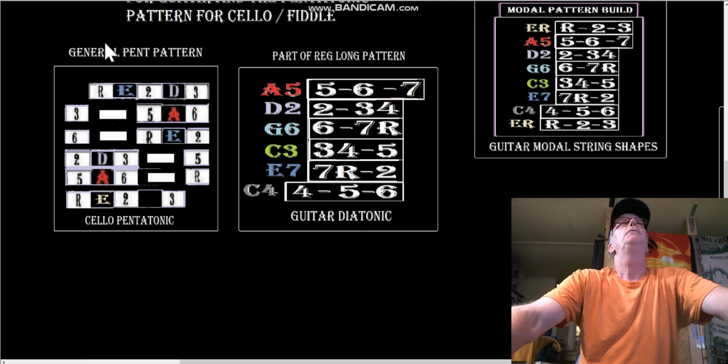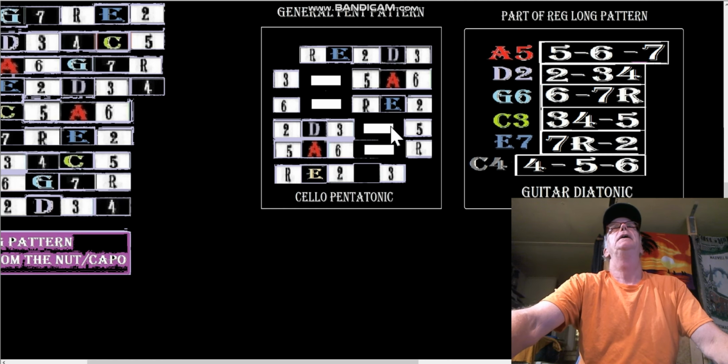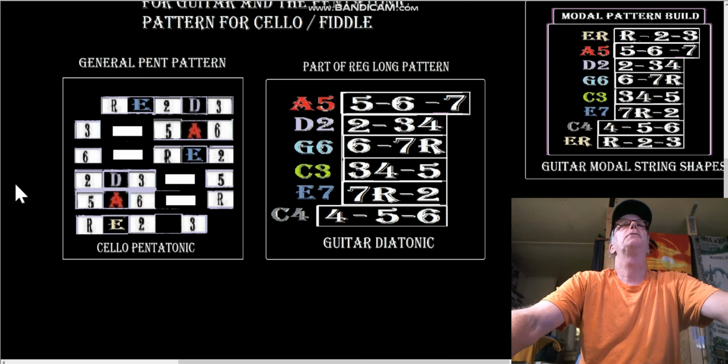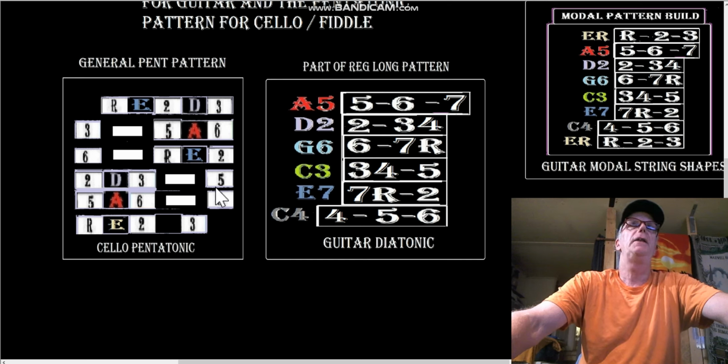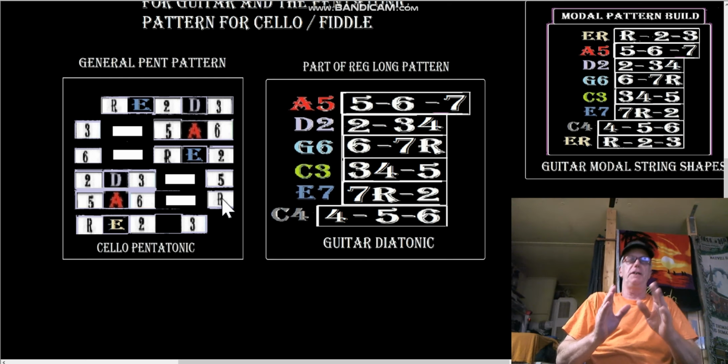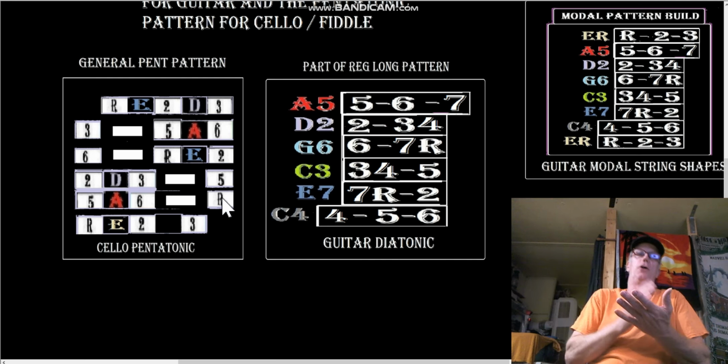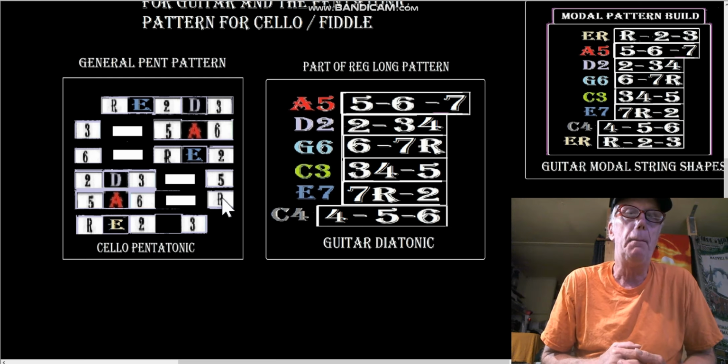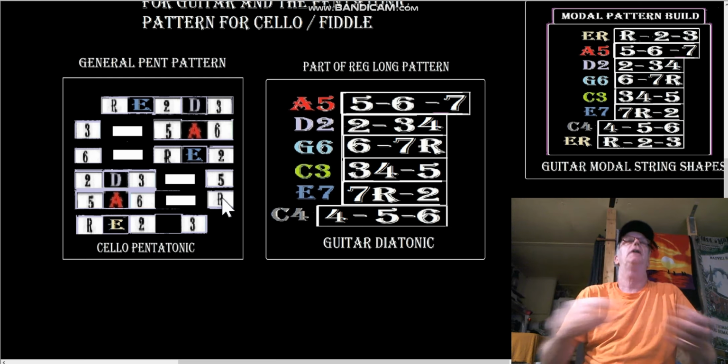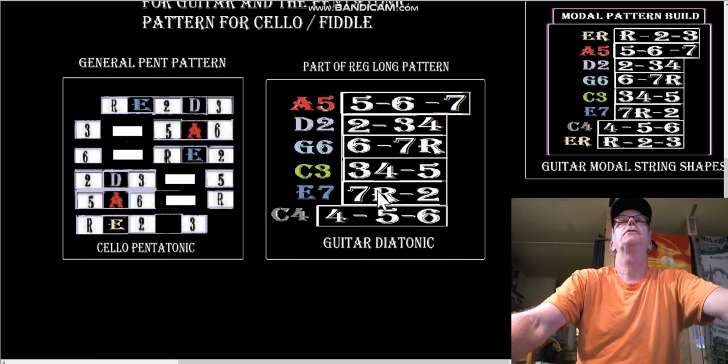Okay, if we look at the general pattern for a cello pentatonic, it looks like this pattern: root 2, 3, and then we have short course, we have a whole step and then a minor third. So we're going to make an analogy between a half step and a whole step on the guitar, and a whole step and a minor third on the cello. So it looks the same.